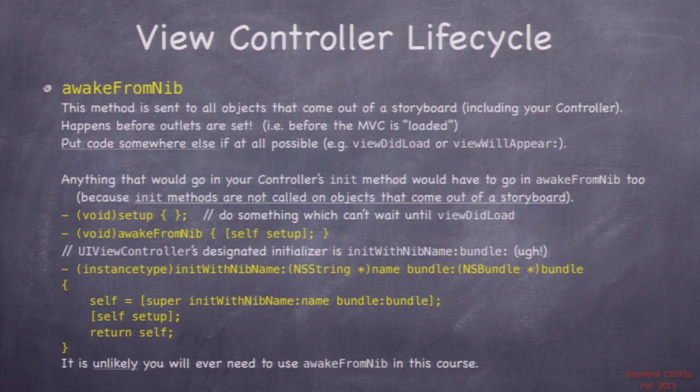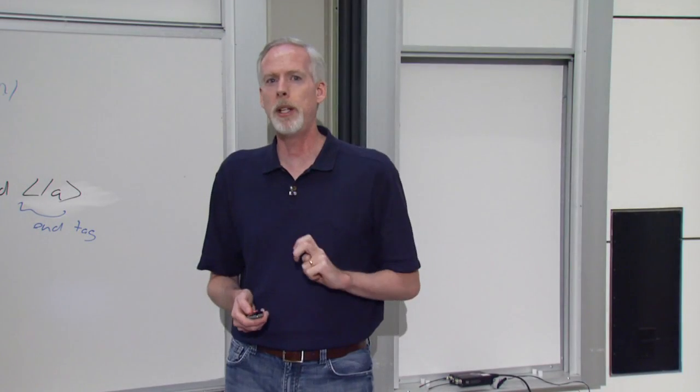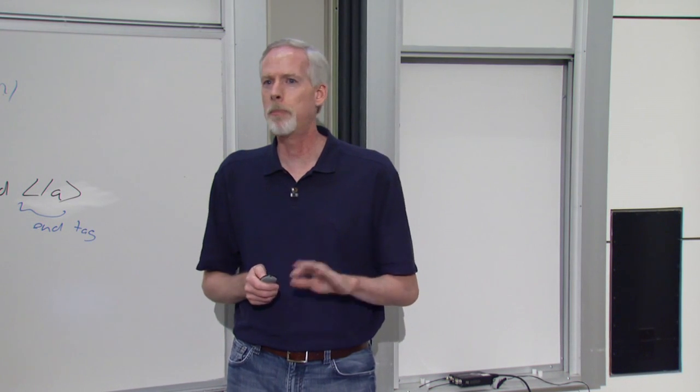But the designated initializer for UIViewController is init with nib name bundle, again, historical reasons here with old nib files. And so to be correct, we usually like to call whatever we're going to call from awake from nib also in that init method. So you use this little template where you have some method called setup or something. Awake from nib calls that, and then init with nib name says self = super init with nib name bundle, because that's the designated initializer. Self setup, return self. So if you're going to put awake from nib in there, go ahead and put this little 3-line init with nib name also in there, just to be correct. Probably not necessary in this class.